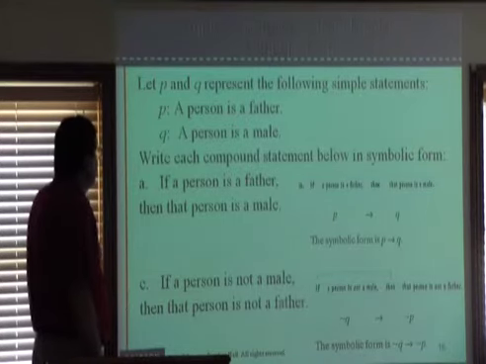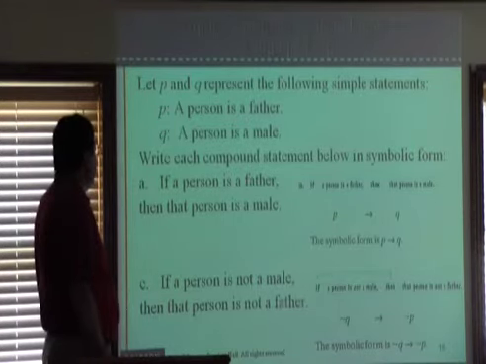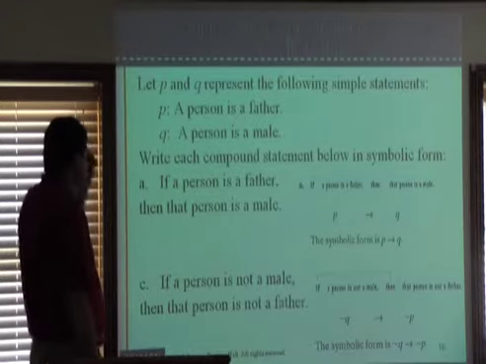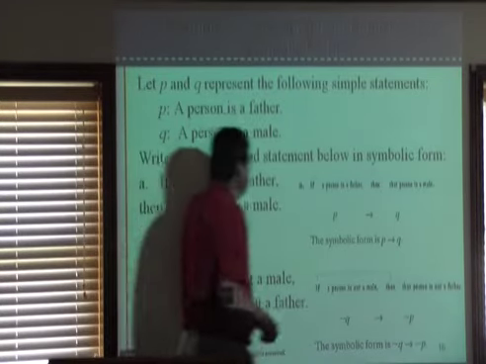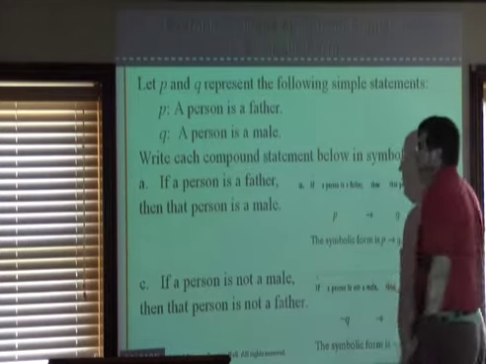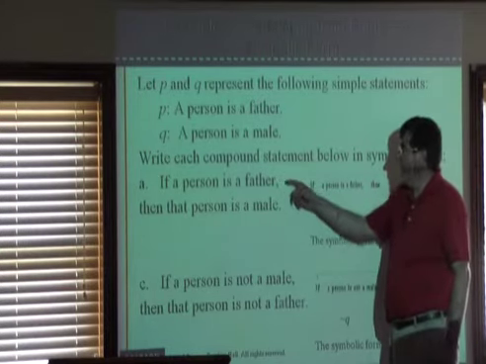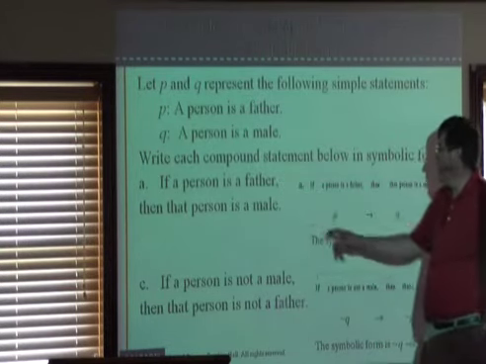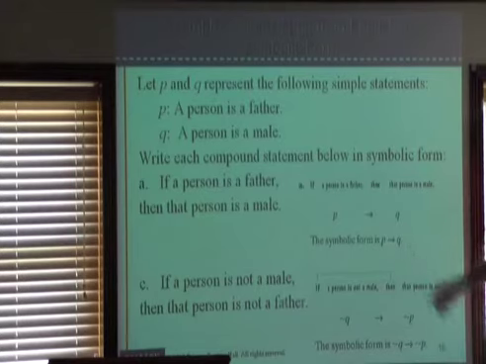Okay, so here's an example. P represents a person is a father. Q, a person is a male. Okay, so how would I write this? If a person is a father, then that person is a male. If P, then Q.